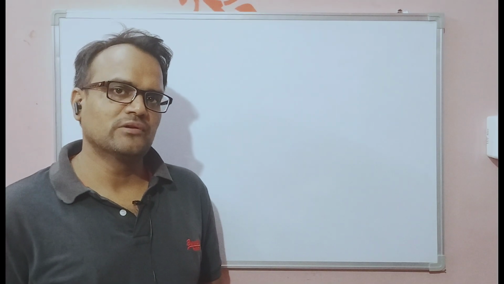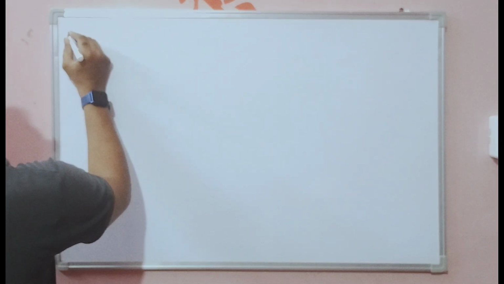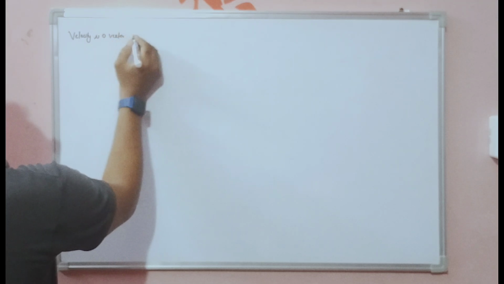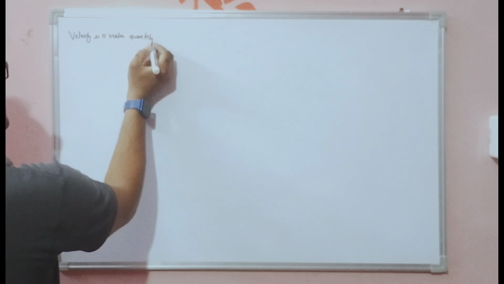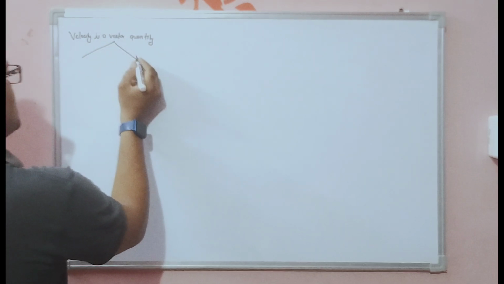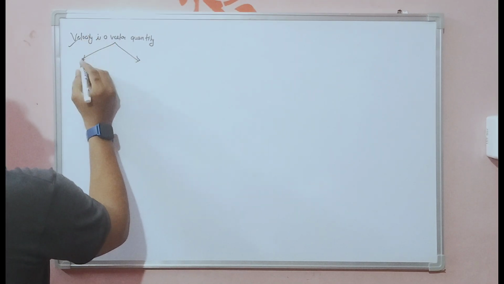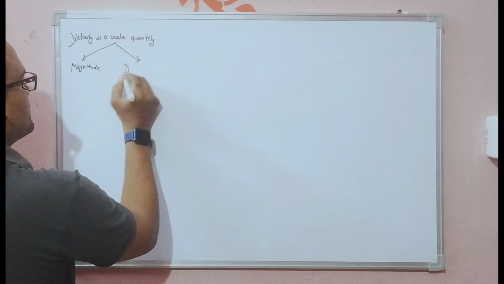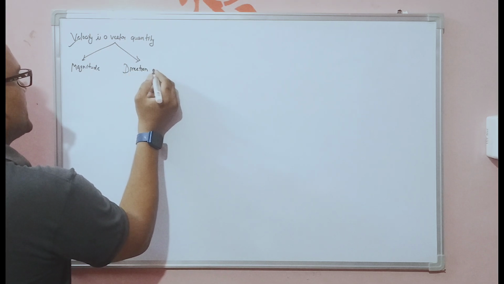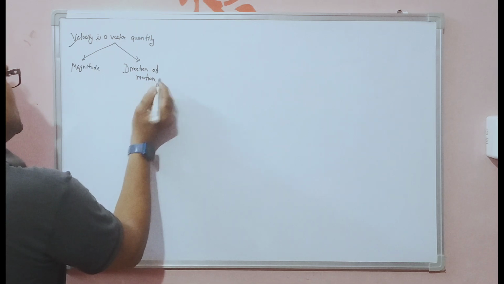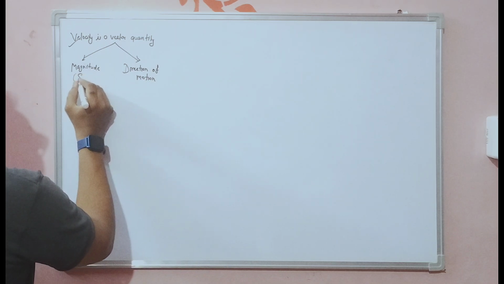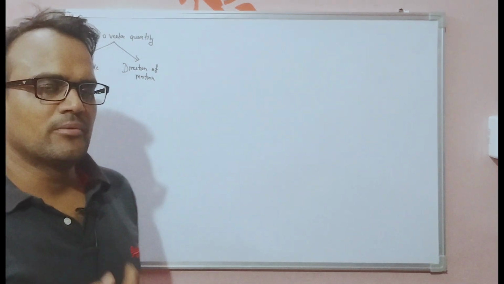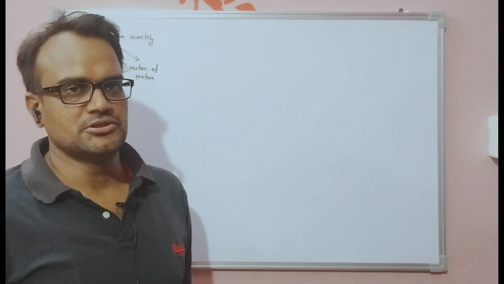Now first of all, take a look at velocity. As we already know, velocity is a vector quantity. So it means for its complete description we require two parameters. The first one is magnitude and the second one is direction of motion. And we also call magnitude speed, right? Now at this moment I am interested in how many ways the velocity of a moving object can change.